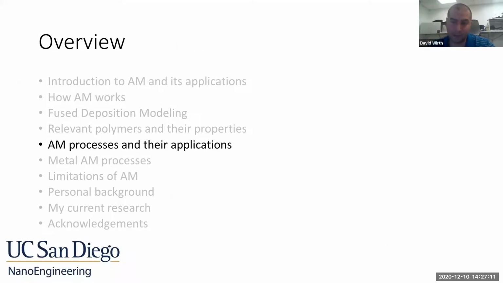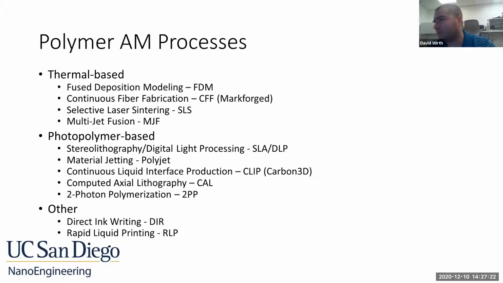Right. So now I'm going to talk a little bit about the different additive manufacturing processes, and there's a lot of them. I'm going to go through them pretty quickly, but I'm going to try and cover the main points. So if we're talking about polymer additive manufacturing, these things generally fall into three categories: extrude things, fuse it together, or use light to selectively cure it.